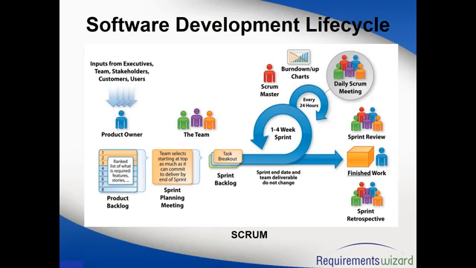So in Scrum, there are basically three roles, right? One is your product owner. The second is your sprint team, and the third role is your Scrum master, right? These are the three basic roles on any given day in a Scrum team.